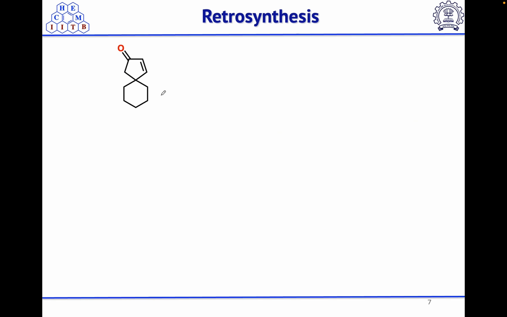Next, if you see, this is the molecule. It is a spirocyclic molecule having an alpha beta unsaturated ketone in the 5-membered ring. How can we think about the retrosynthetic analysis for this molecule? For this alpha beta unsaturated carbonyl compound, we can think about aldol reaction, meaning a beta hydroxy ketone. If we eliminate this alcohol from the beta hydroxy ketone, we get our desired target molecule.